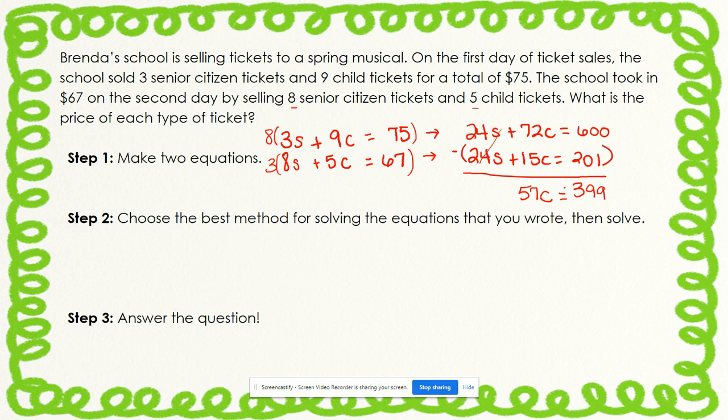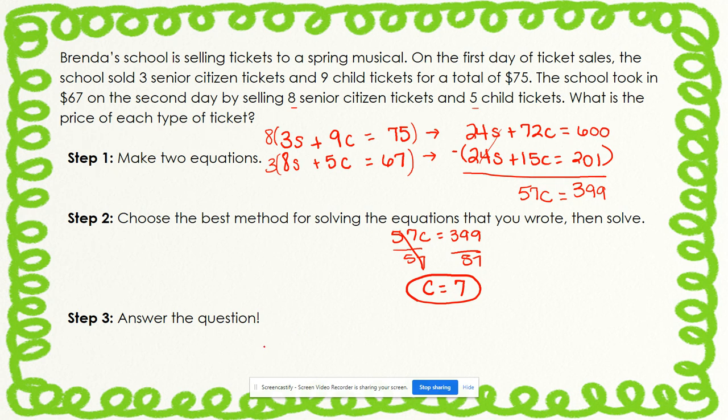So I'm using the elimination method, and I've created two equations that have the same coefficient, and then I have subtracted those equations from each other, and I'm left with the equation 57C equals 399. Now to get C by itself, I just have to divide by 57 on both sides. That means these will cancel and leave me with C equals, and if I do 399 divided by 57, I get 7. That means that the price of a child's ticket is $7.